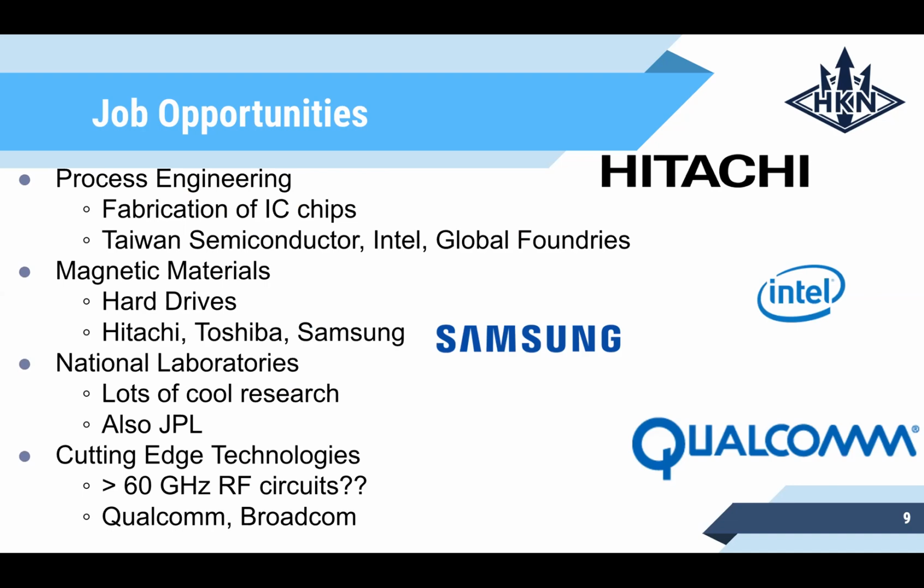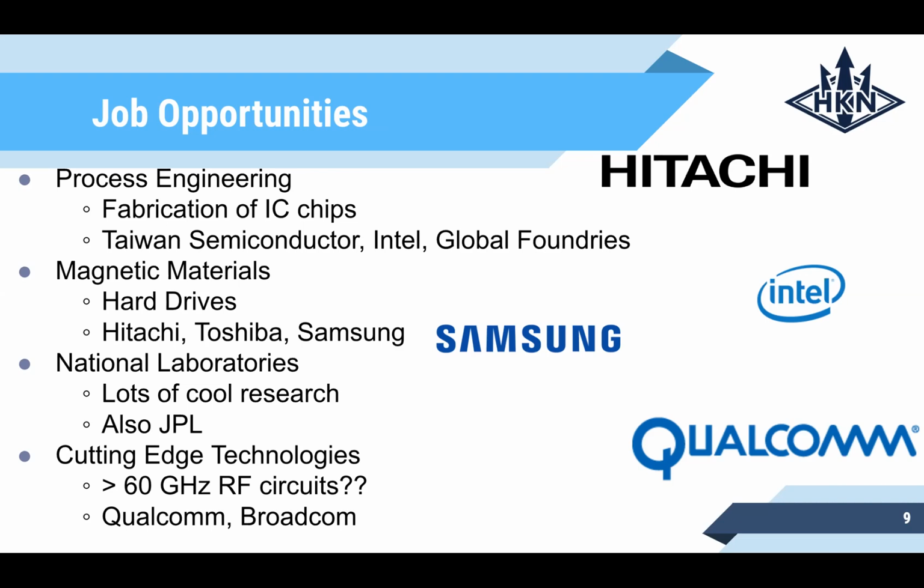In particular, because you know process engineering and because you understand some fundamentals about the fabrication of your integrated chips, you get to work in companies like Taiwan Semiconductor, you get to work at Intel, and you get to work at GlobalFoundries. You might be able to work in these foundries where you are directly involved in the processing and the fabrication of the chips that go into your CPU.